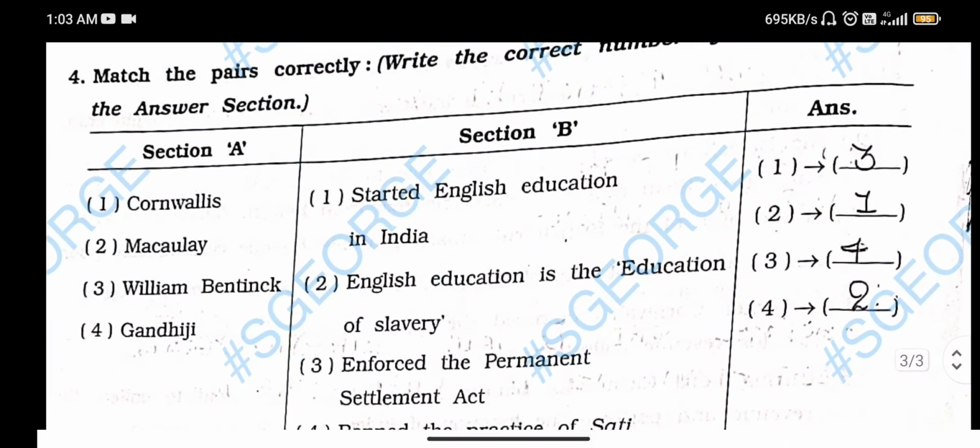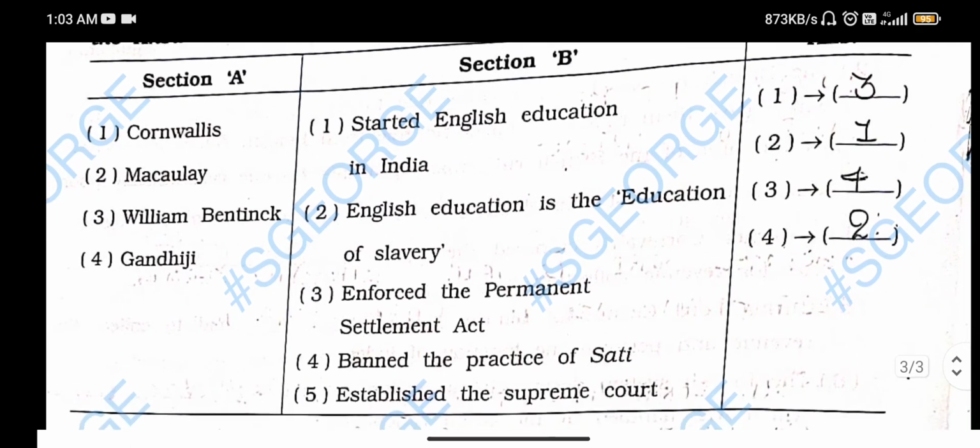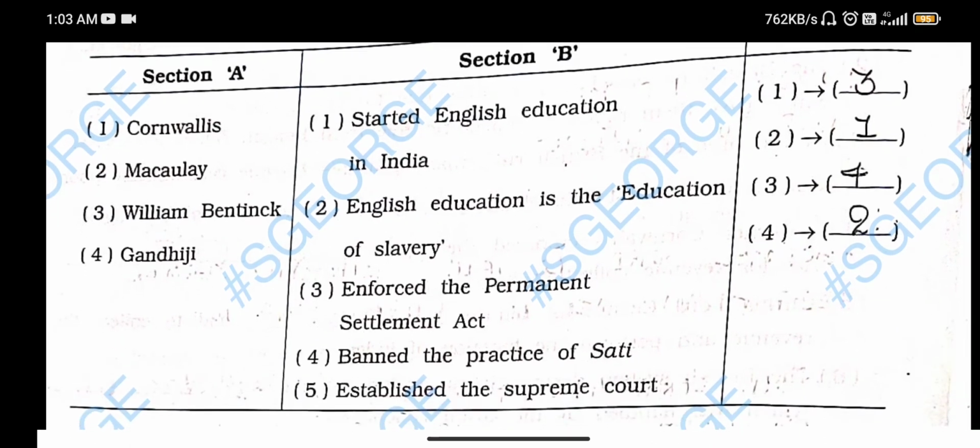Last question, number 4. This is part 1. Part B will also be coming very soon. Cornwallis. So what did Cornwallis do? Enforced the Permanent Settlement Act. Option number 3, Macaulay. So what did Macaulay do? Macaulay started English education in India. William Bentinck. So what did William Bentinck do? William Bentinck banned the practice of sati.